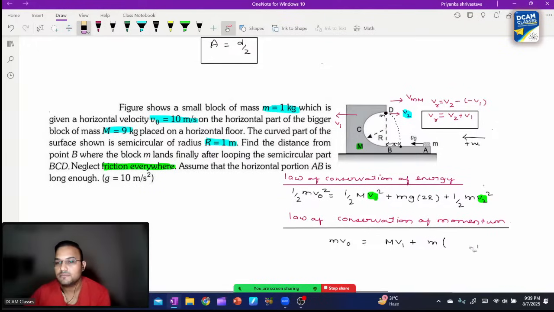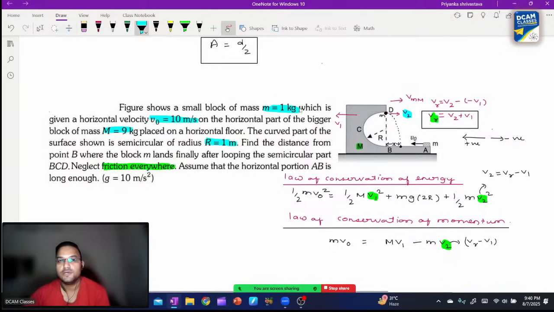Because V2 is in this right direction, this direction is negative. So minus m into V2. Later, because I want to get the value of VR, I'll replace V2 everywhere with VR minus V1, because we are using VR only. So I'll replace V2 is equal to VR minus V1 here, and here also I'll replace VR minus V1.